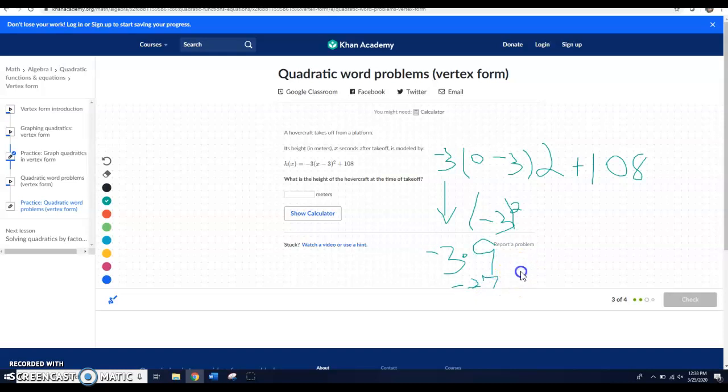And then I'm going to add that to this 108. So negative 27 plus 108. When I've got negative 27 and 108, that's basically just subtracting, so it's going to be 108 minus 27. 8 minus 7 is 1. 10 minus 2 is 8. So we're looking at 81. So it looks like the height at the time of takeoff would be 81. We would put that in there.